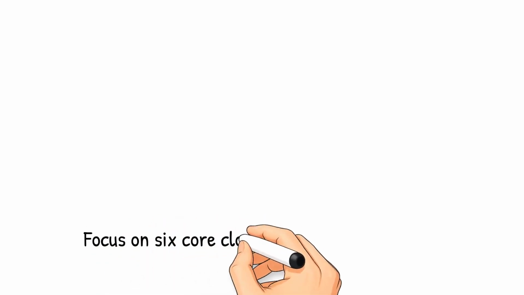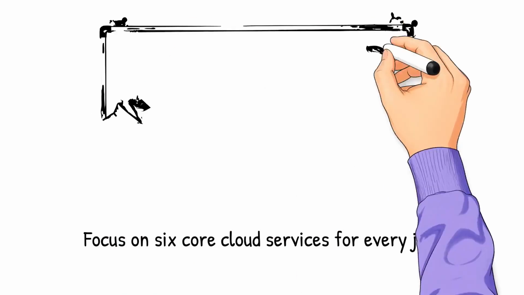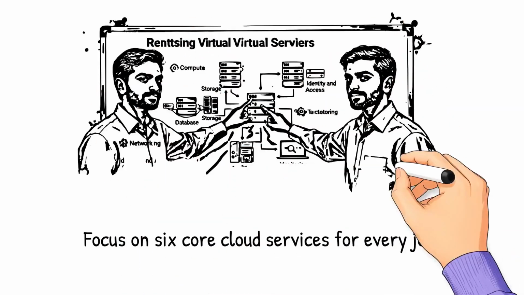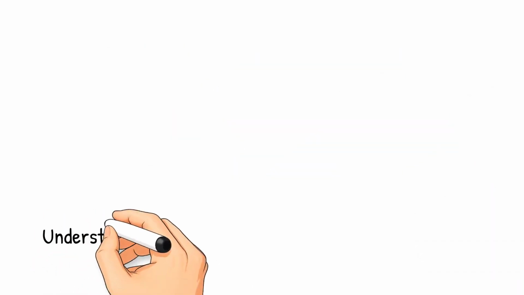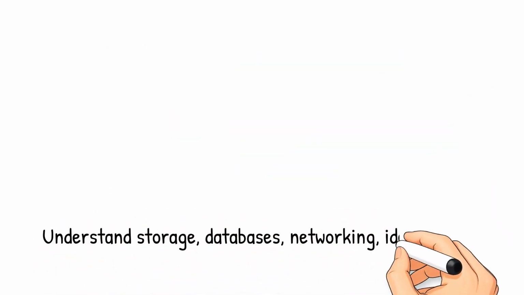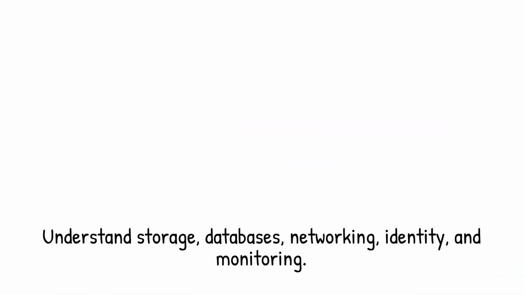Step 6. Learn the core cloud services. Every cloud has hundreds of services, but as a beginner, you only need a handful. These are the heart of almost every job. You need to understand 6 things. Compute. That's renting a virtual computer to run your apps. Storage, where you keep files and backups. Database, where your app's data lives.